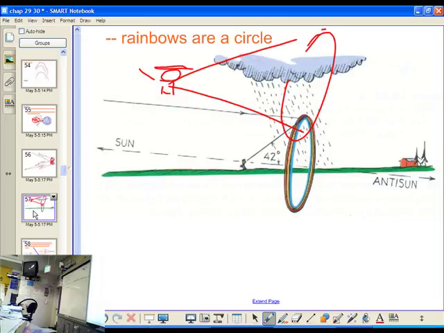This is why, if you're moving toward the rainbow, if you get to a certain point with the raindrops, like if there are gaps in the raindrops, the rainbow will disappear, because you have to be at this 42 degree angle to see the rainbow. It disappeared. But you can see, they're actually a circle.